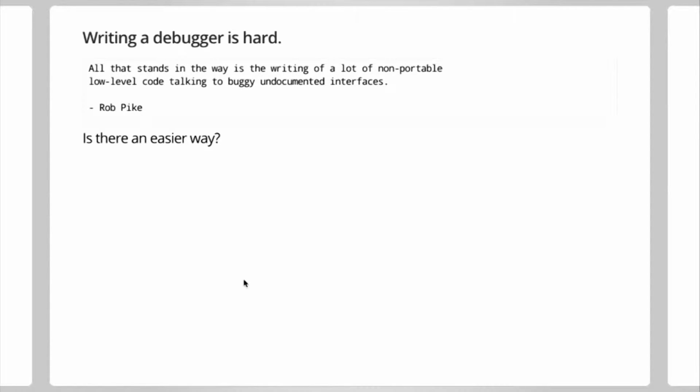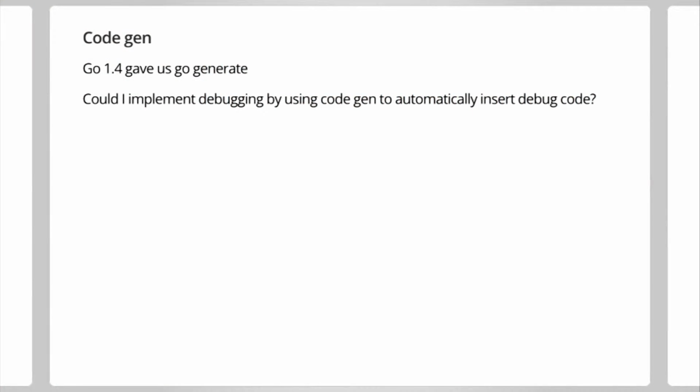But when I was thinking about this, I was like, there's got to be an easier way. So Go 1.4 had just come out, and Go 1.4 gave us go generate. I'd been thinking about using code generation in Go, and I'd been experimenting some with the AST library in Go. I'd tried to make a request tracing code generation for one of my programs. That one didn't get anywhere, but as I was thinking about the debugger, I was like, could I implement this debugging behavior by using code generation and inserting all of the debugging code I need into the program I'm debugging?